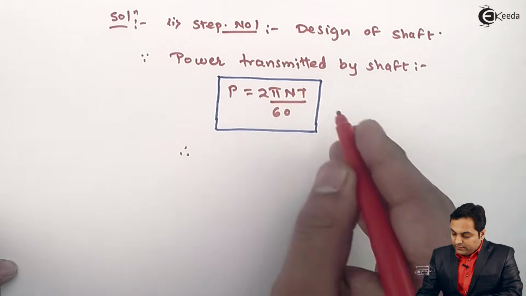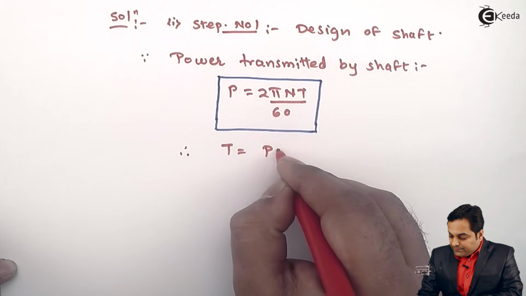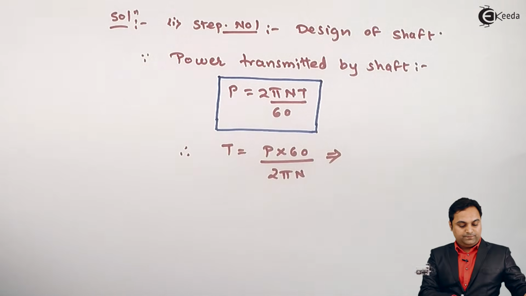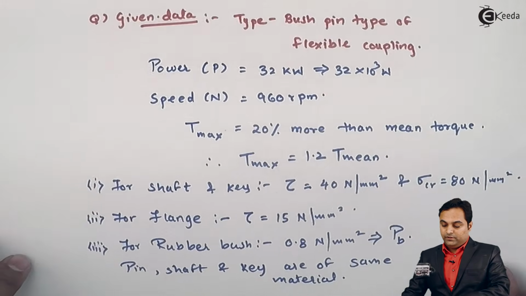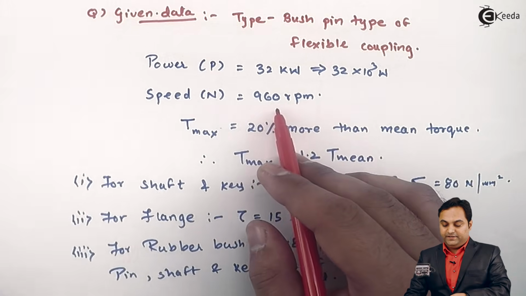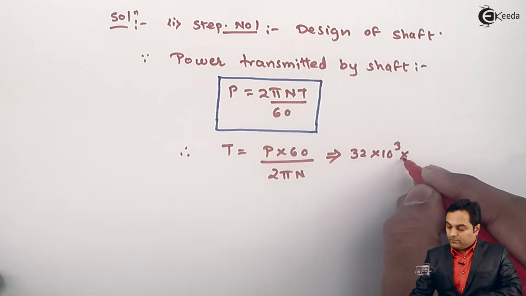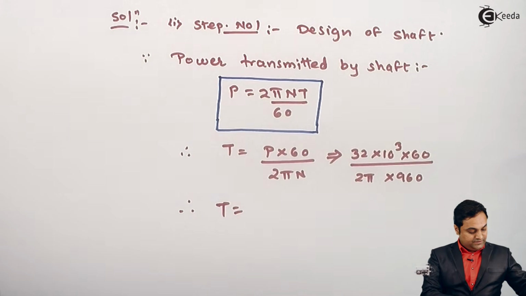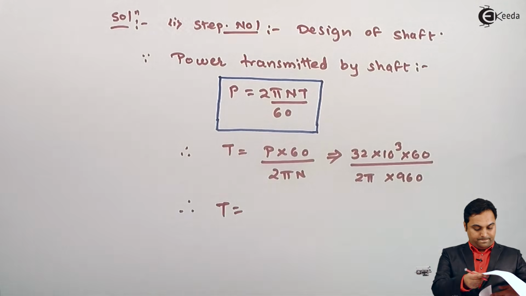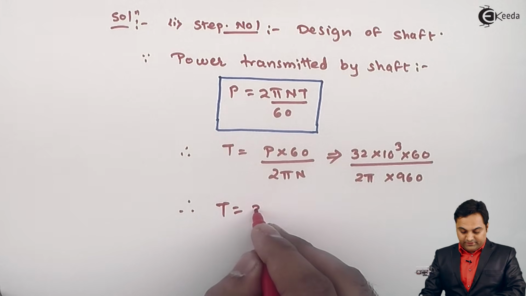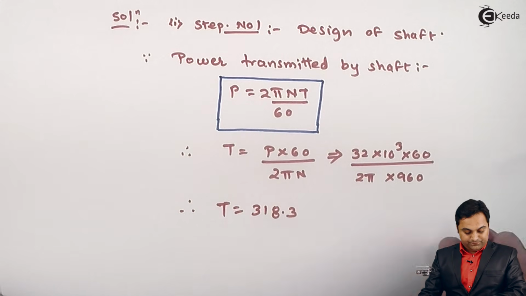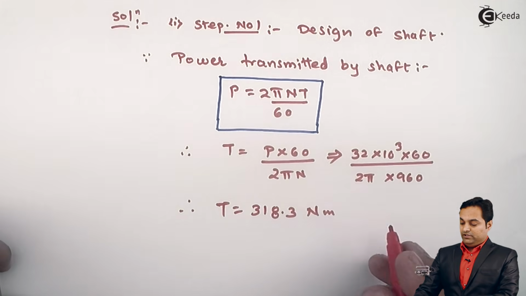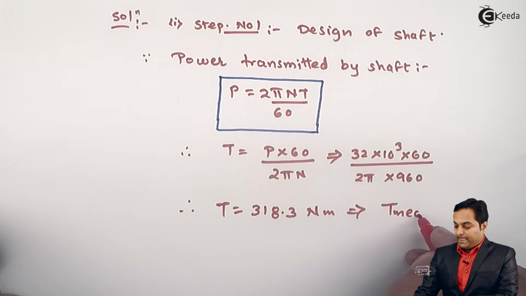So therefore T will be equal to P into 60 upon 2 pi n. Here I'll put the values. Power, it was 32 into 10 raised to 3 and speed 960. So now here I'll get the value of torque, and my answer comes out to be 318.3 Newton meter. Now this torque which we are getting from the power formula would be called the mean torque.